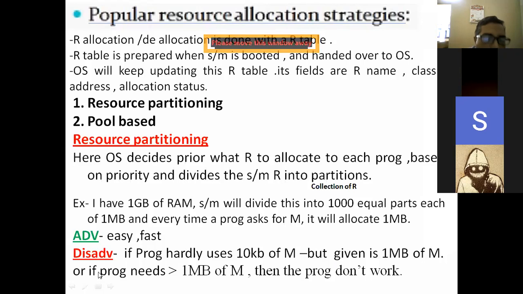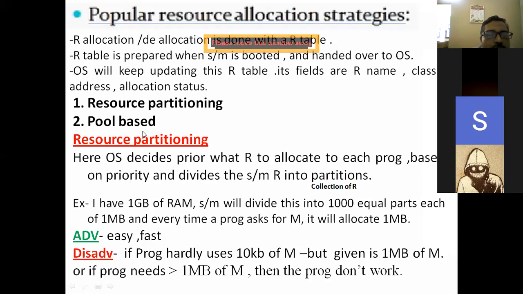The second case may be, suppose the program needs more than 1 MB of memory. In that case, I have just allocated 1 MB of memory, but the program is in need of more than 1 MB. So our program will not get enough memory for its storage. Hence, these are the two disadvantages in the case of resource partitioning.